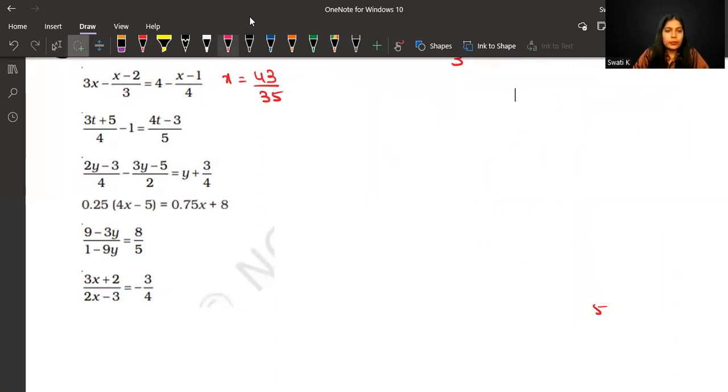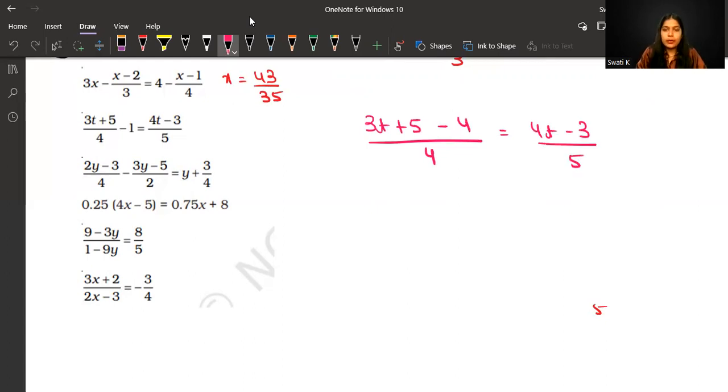Okay, so the next question, again, we have to take an LCM. So I'll directly take the LCM here. So 3t plus 5 minus 4 upon whole 4, because I have taken an LCM. And this is as it is, the LCM is already taken. So 4t minus 3 upon 5. Now here this will become 3t plus 5 minus 4, of course 1 by 4, equals 4t minus 3 upon 5.